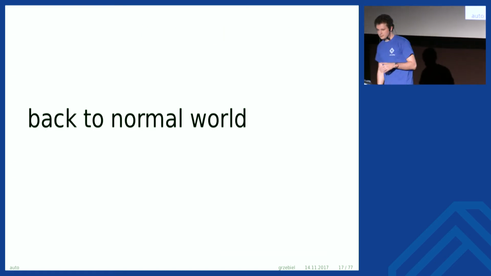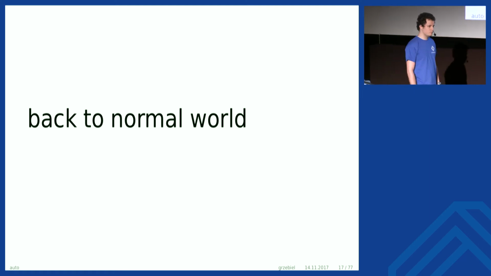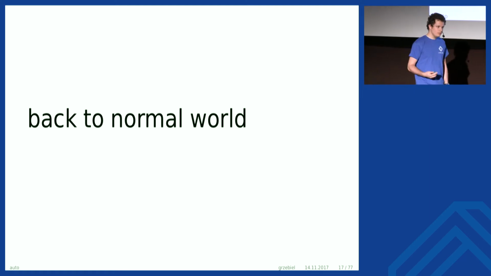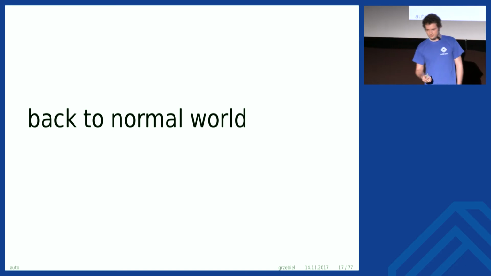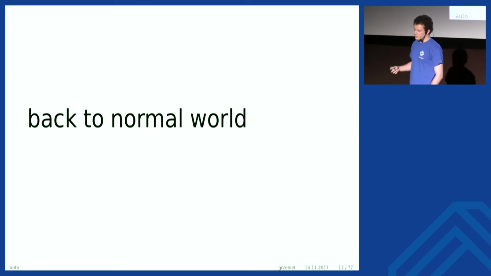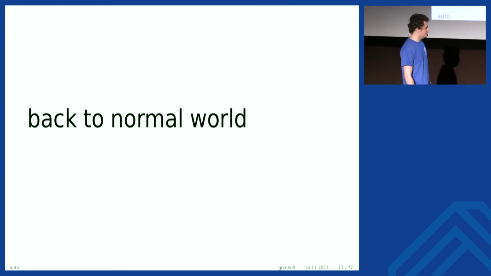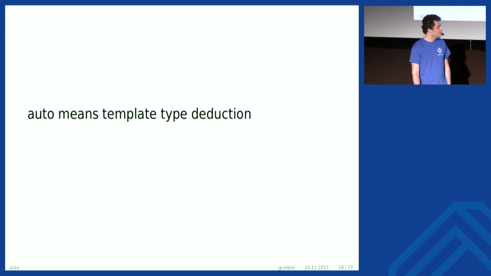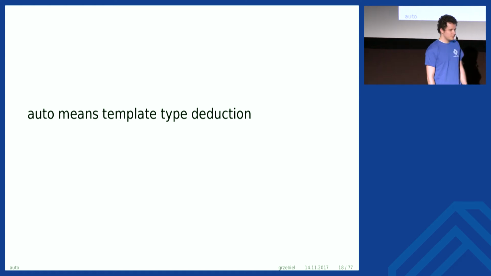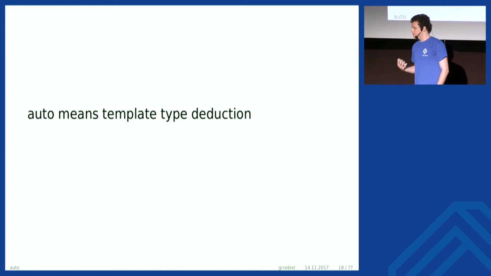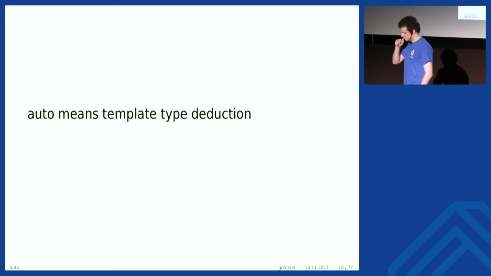Okay, so let's leave this twisted little world and get back to normal. So we can see that the way auto was designed and the template type deduction rules are pretty well crafted, which allows us to use auto far more intuitively than we expected at the beginning. Okay, so as I said already, auto means template type deduction rules, and this is quite a nice rule to remember.